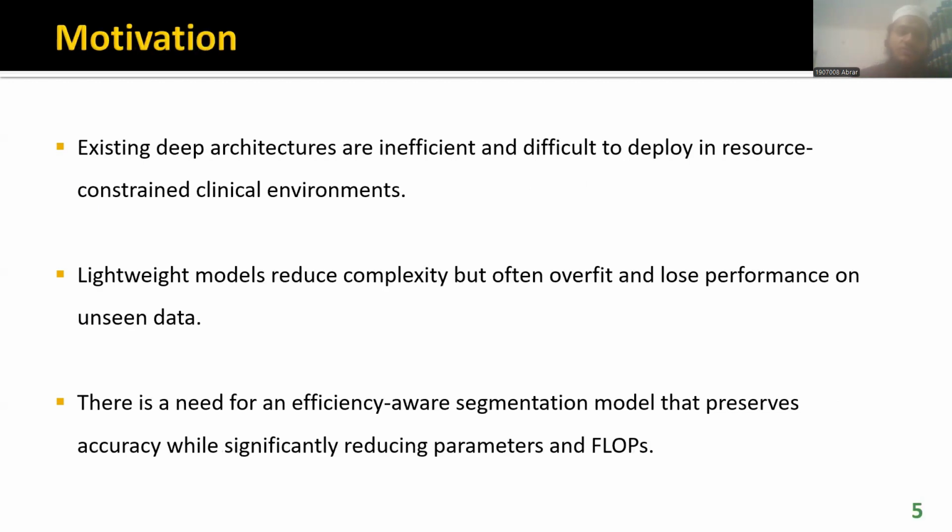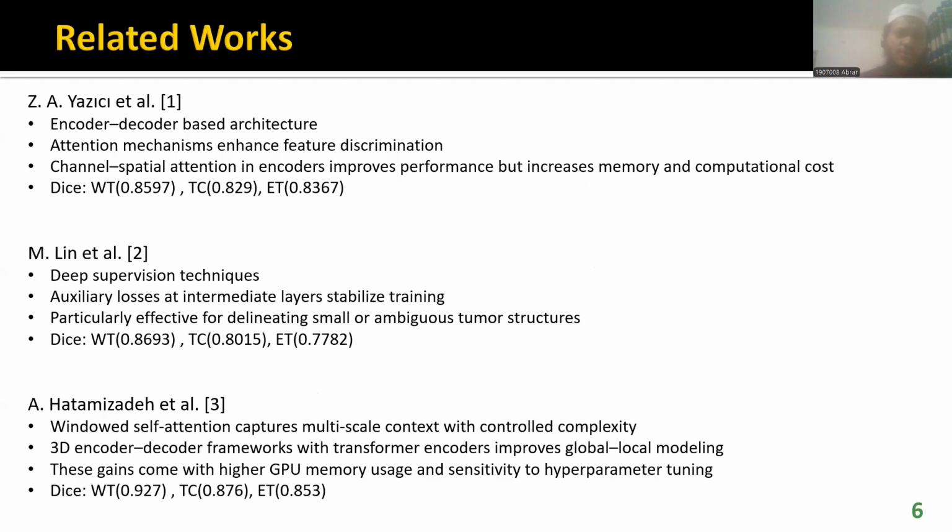So in the given background, our motivation is to develop a model keeping in mind that existing deep architectures are inefficient and difficult to deploy in resource-constrained clinical environments. We will be working on a base architecture and try to improve the performance and efficiency measures of the base models. Lightweight models reduce complexity but often overfit and lose performance on unseen data. So there is a need for an efficiency-aware segmentation model that preserves accuracy while significantly reducing parameters and floating point operations. Here are the related works that we have used as a baseline.